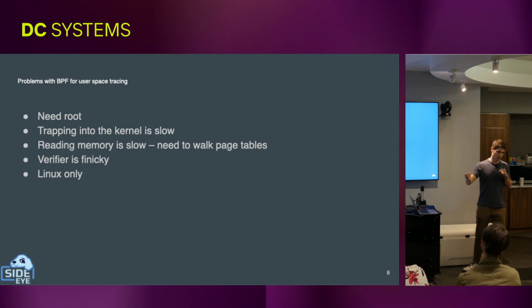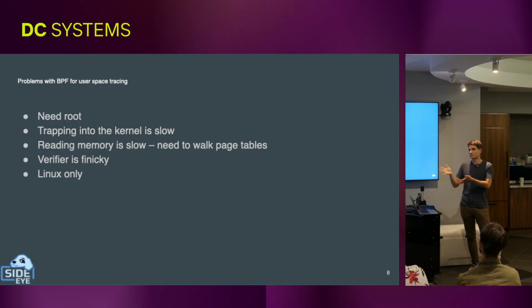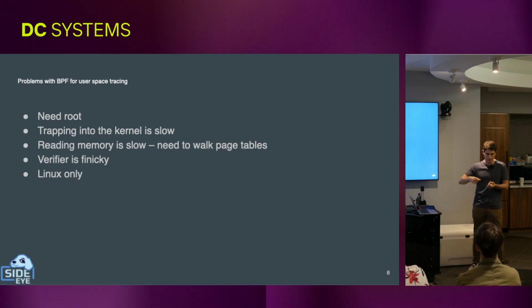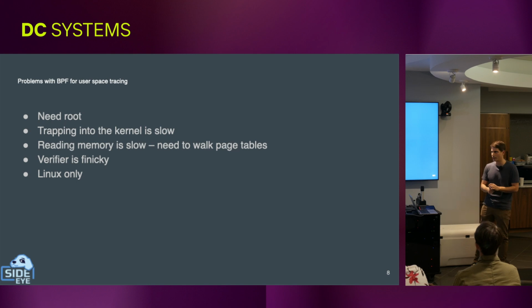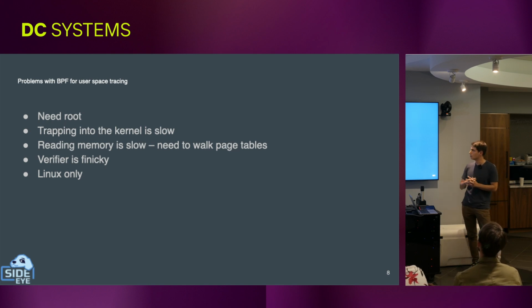Tapping into the kernel is slow, right? So I showed that the uprobes are implemented with a software interrupt, with an int3 instruction. That is slower than, first of all, I should say it's much faster than what a debugger does, but it's still slower than just a native function call or a direct jump. So a little slow. And then reading memory from an eBPF program is also slow.